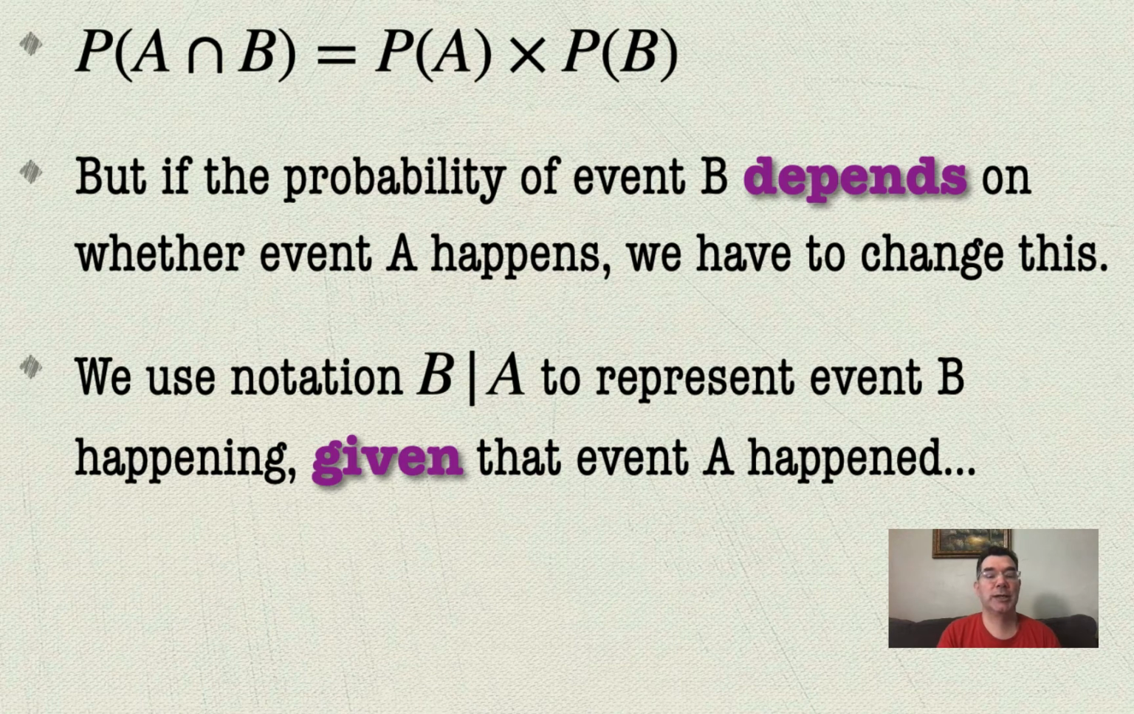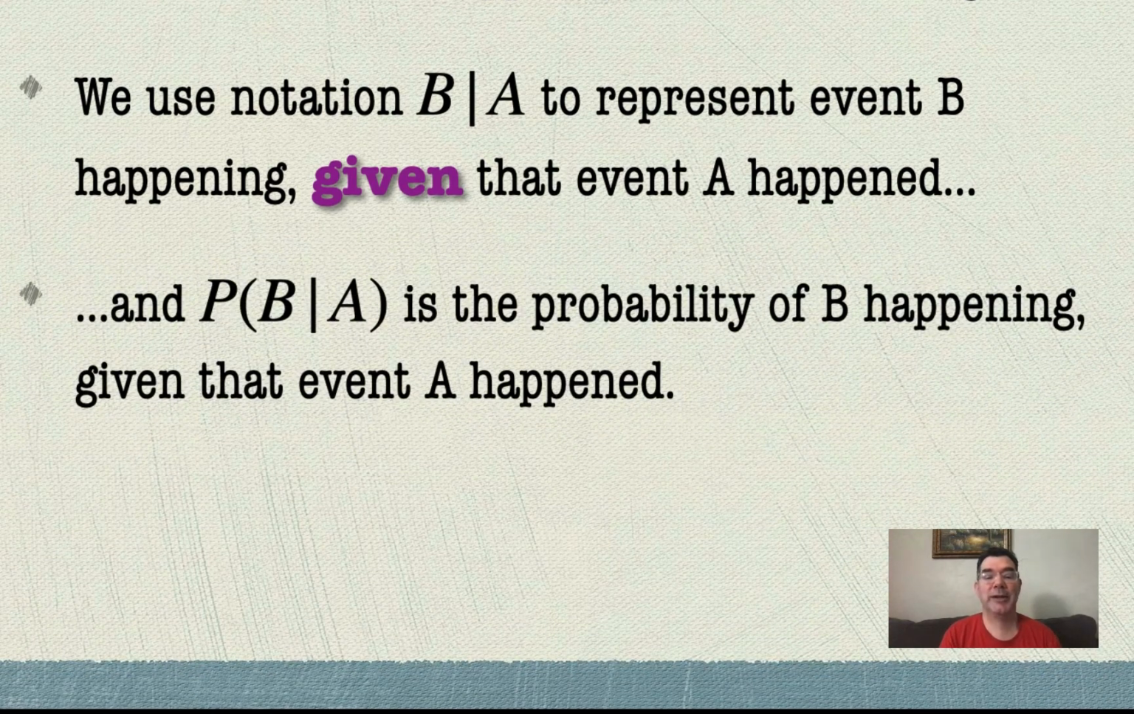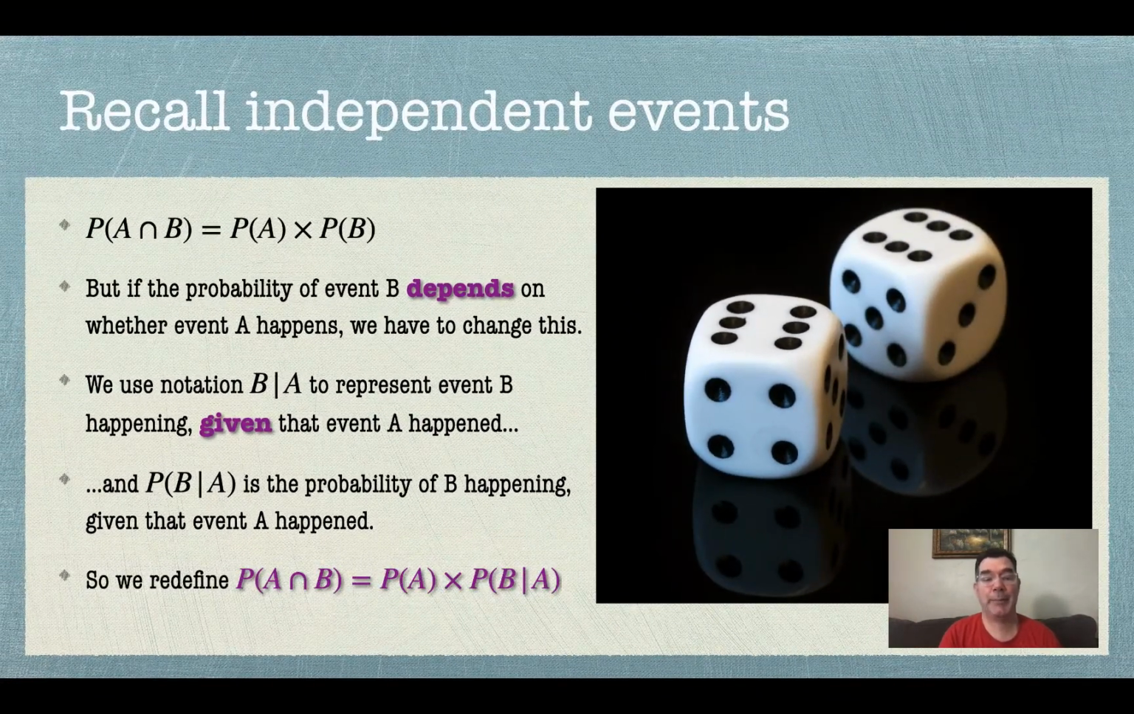So I'm going to use the notation B and then a bar and then A. And the way I pronounce that is B given A. So what that means is, what is the probability that B happens if I know that event A did happen? Okay, so that's what the probability of B given A is. It's the probability of B happening if I know that event A actually happened. All right, so my original formula changes a little bit. The probability that A and B happens is the probability that A happens multiplied by the probability that B happens given that A has happened.